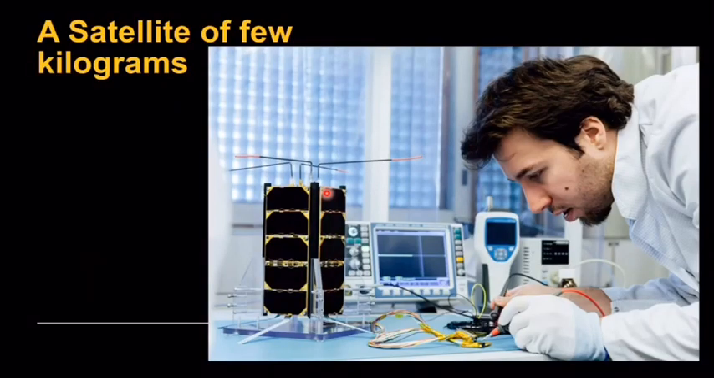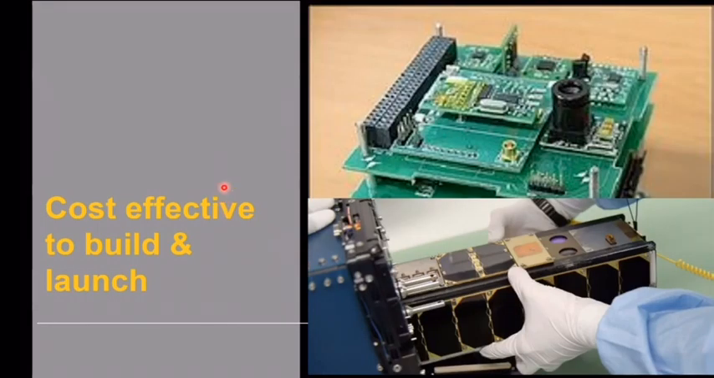So now we have defined what the CubeSat is. CubeSats, or even these small nano or micro satellites, are very small spacecraft. As you can see in one picture of a satellite, it can be only a few kilograms. Because it is quite miniaturized, it is cost effective to build.